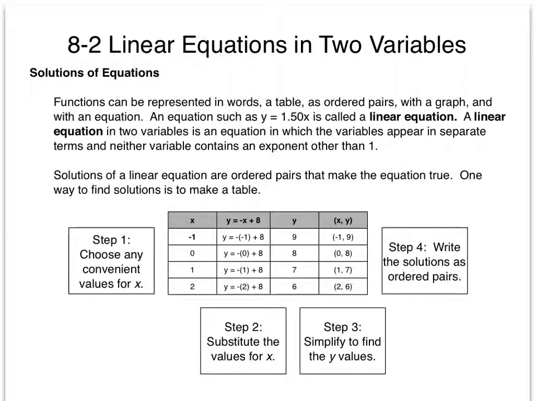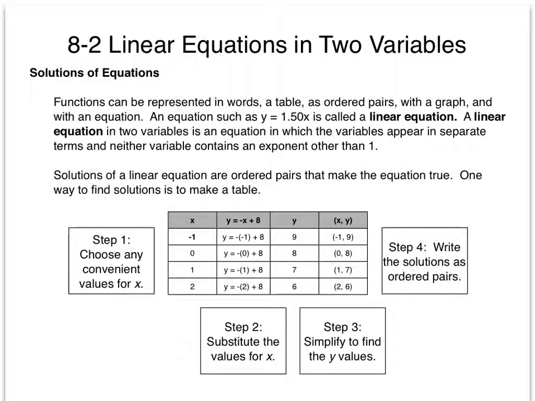In step 1, we choose any convenient values for x. Right now, for you, we'll mostly use -1, 0, 1, and 2. You'll learn later, when we're using equations with fractions, what we mean by choosing a convenient value for x, because you'll want to try and eliminate that fraction and make your solving of the equation simpler. We'll discuss that in later sections. In step 2, you will substitute the values for x.